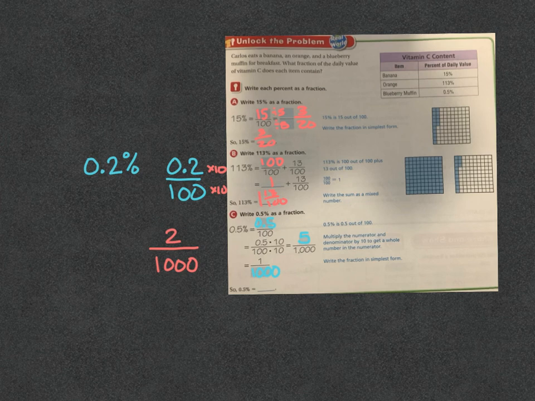It's simplifiable. Oh, that's not a word, is it? It's reducible. It can be simplified because both of these are even numbers. So 2 divided by 2 is 1, and 1,000 divided by 2, or 1,000 cut in half, is 500. So there's that if you have the ability to reduce it as well.